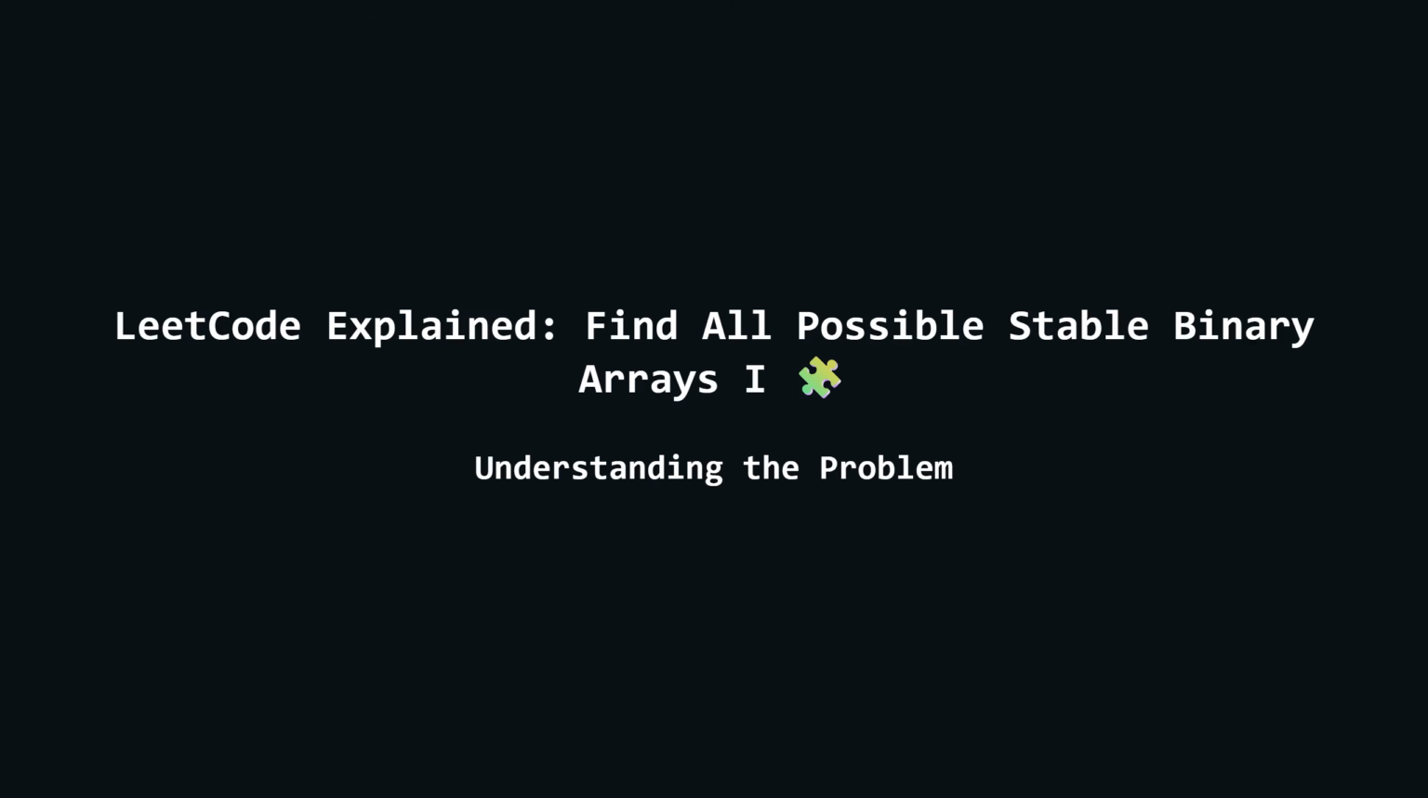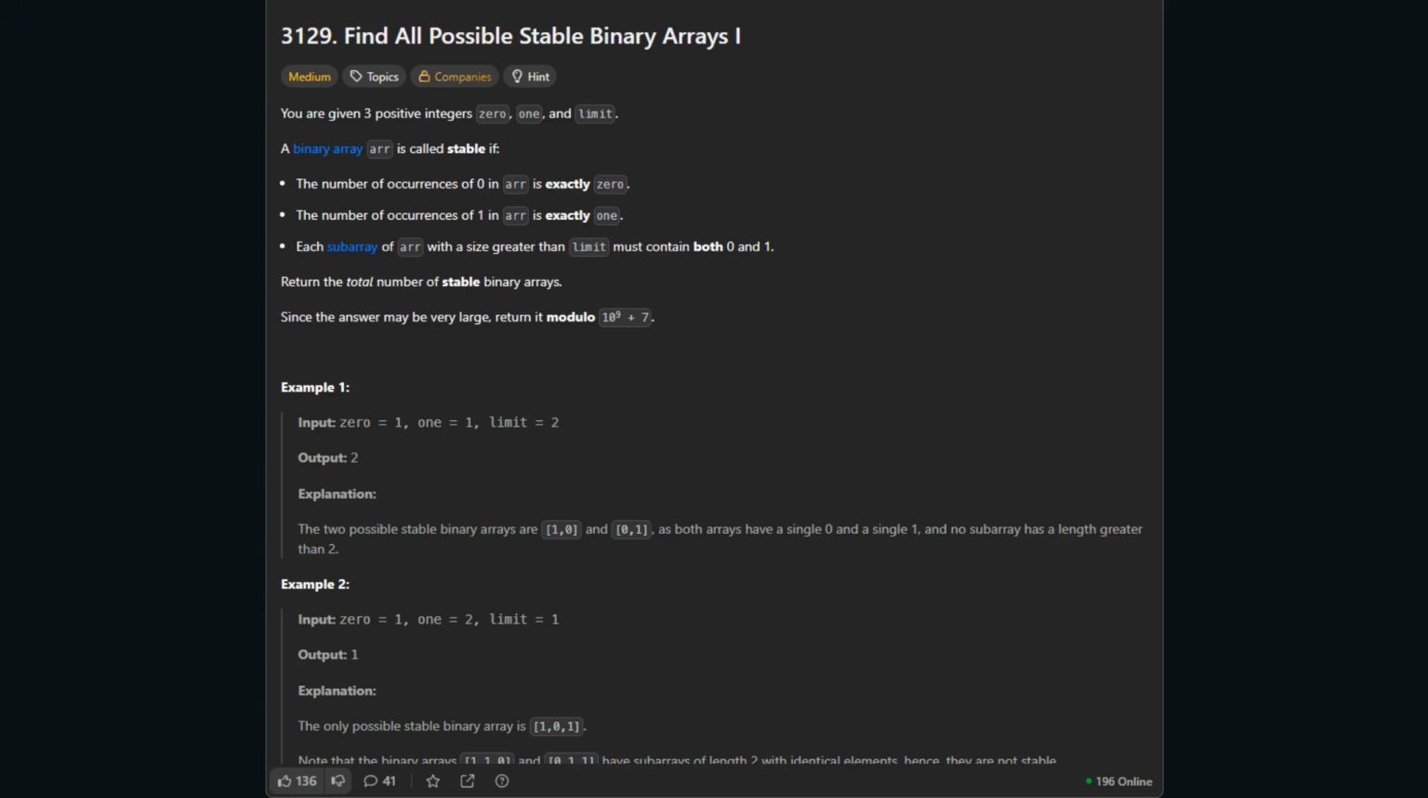Today we are tackling a really interesting combination problem called Find All Possible Stable Binary Arrays 1. Let's break down exactly what this means and how we can solve it. So here is the official problem statement. We are given three numbers, a target number of zeros, a target number of ones, and a limit. We need to figure out how many unique arrays we can build, using exactly that many zeros and ones.